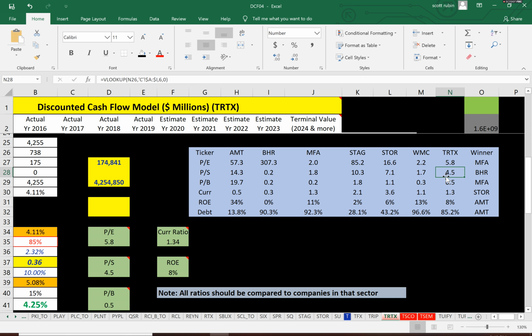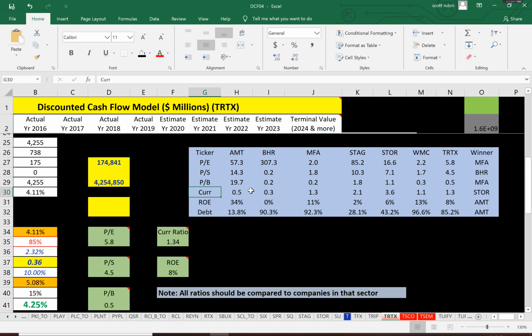And then TRTX has an okay price to sales. WMC has a solid price to sales. MFA and BHR do as well. Price to book, I think most REITs have a pretty low price to book. AMT is really high, and I'd be interested to delve into the balance sheet a little more to understand why it's so high compared to the other REITs. I'm sure it would make sense once we looked at the balance sheet.